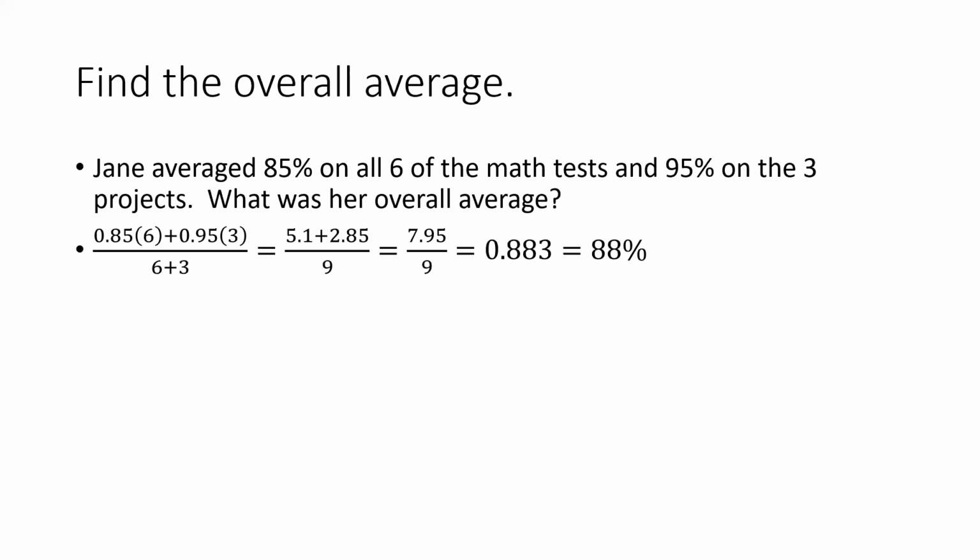And so since you have more things on the 85%, your answer should be closer to 85 than to 95. And looking at it, 88 is definitely closer to 85 than to 95. So that makes sense. If you'd gotten an answer of like 94, then you'd probably want to go back and figure out if you did anything wrong. Make sense?